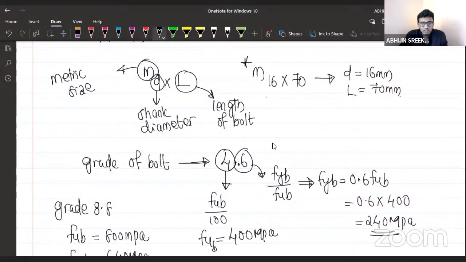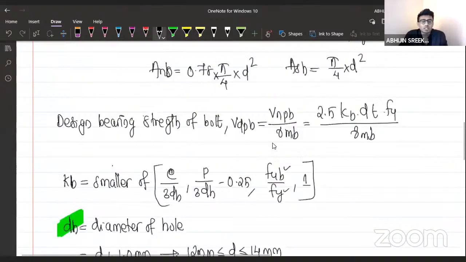And coming back to the question, here we are asked to calculate the design bearing strength. We know the value of KB. What is the value of KB? The KB value here is 0.5, which is already given in the question.